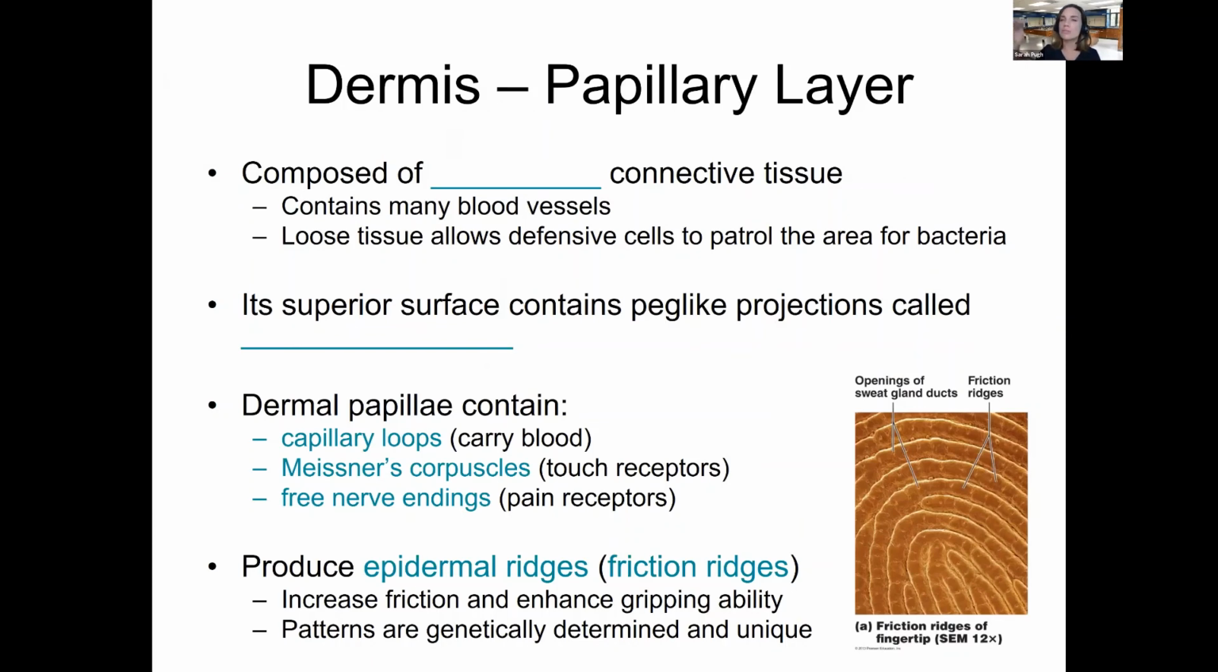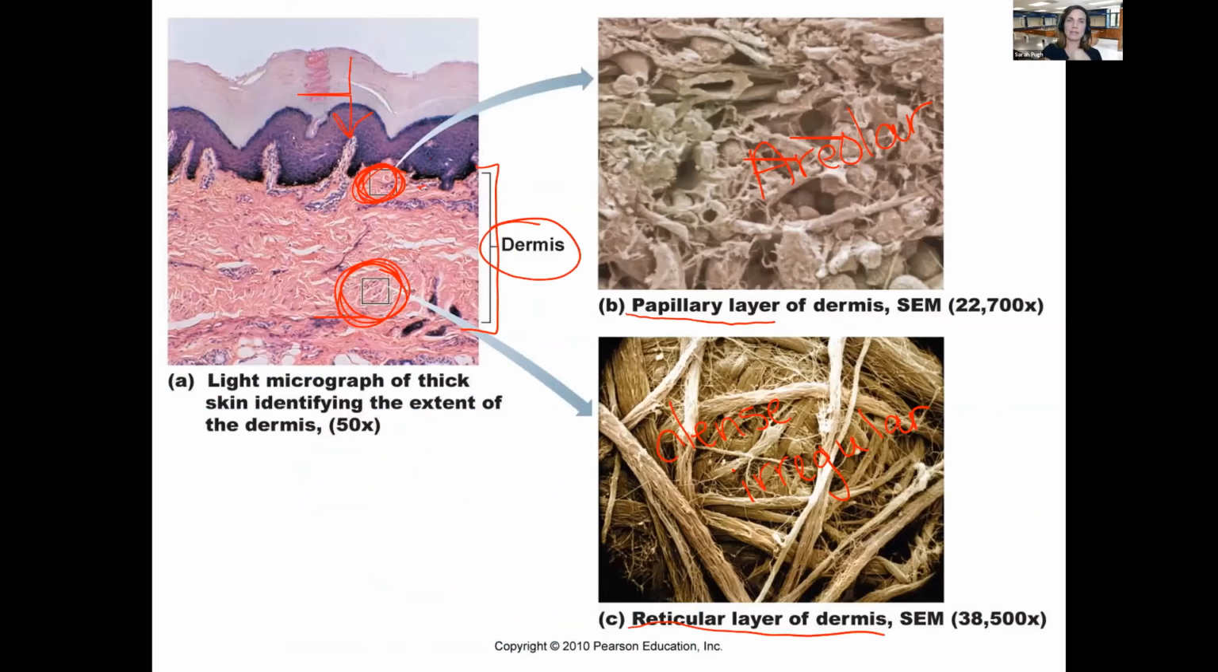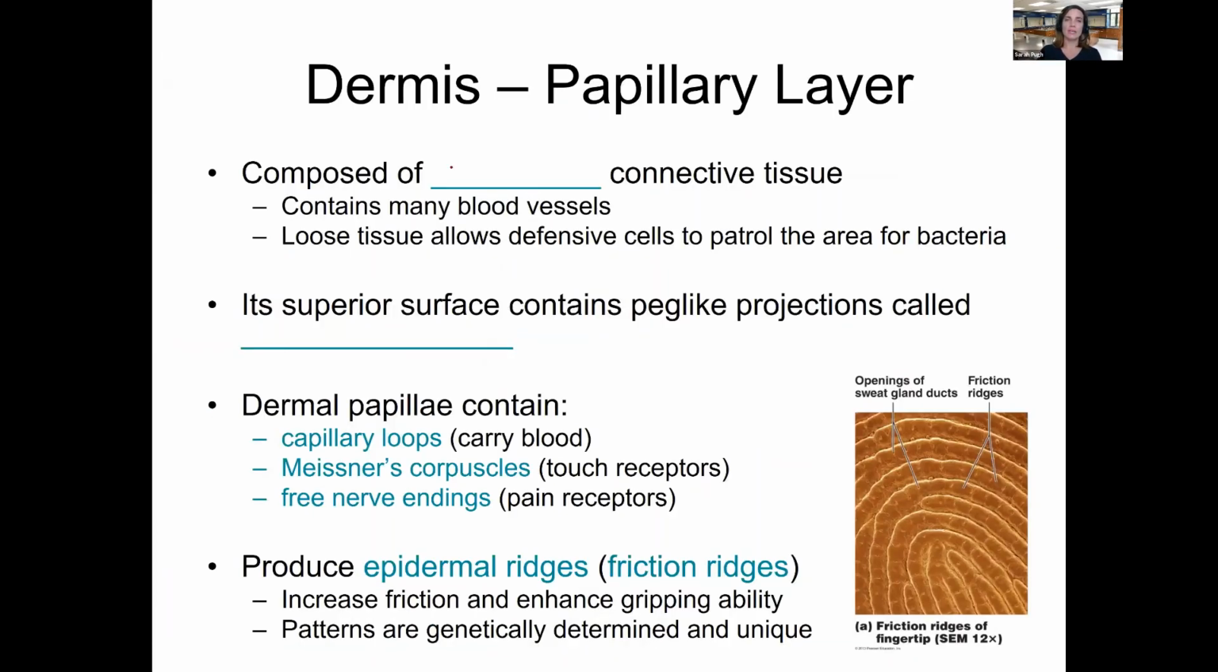So let's go through those 2 layers, right? We're going to start in the papillary layer. So that's this top layer up here. Again, this is made of areolar connective tissue. It's airy, it's spread out, it's a loose connective tissue. It has tons of blood vessels. That's important because it allows it to diffuse to the epidermis. And because it's loose, it has a lot of white blood cells in it, macrophages, mast cells that can patrol the area for bacterial infections.